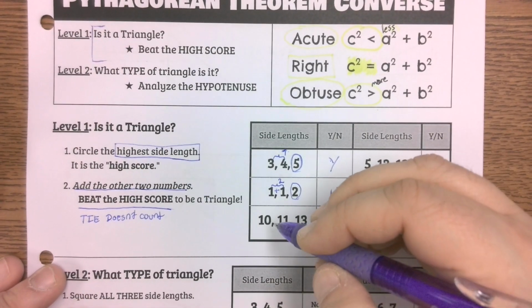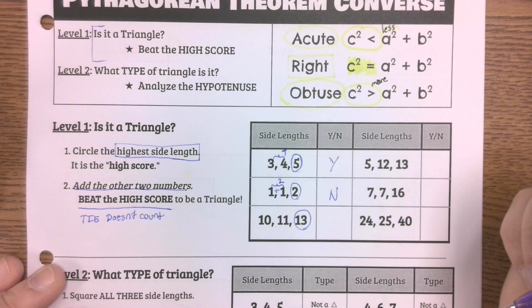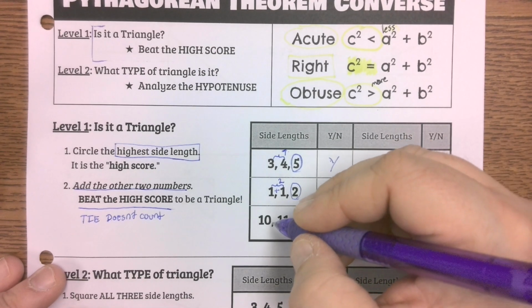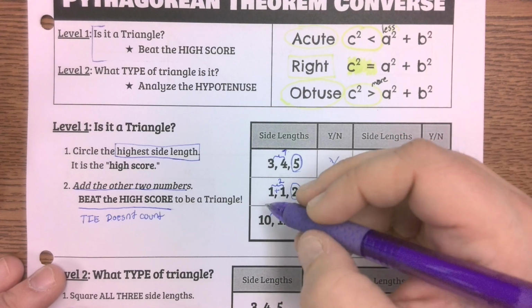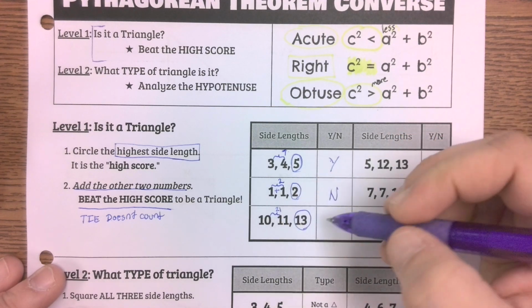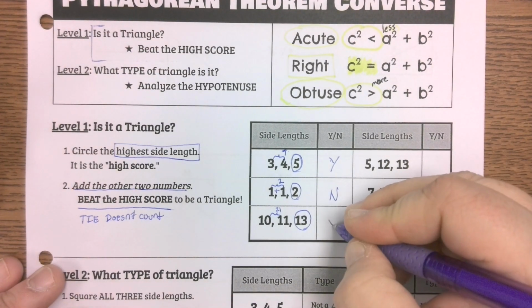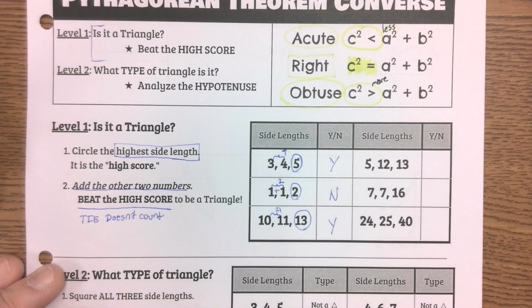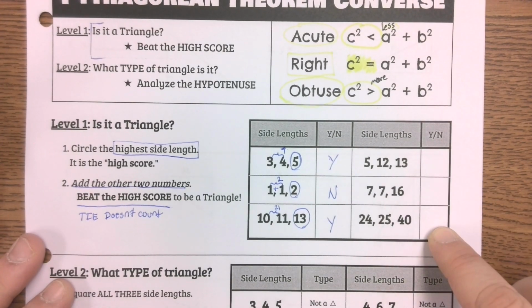Let's do one more here. 10, 11, 13. 13 is our highest, so I would add together these other two. 10 and 11 together make 21. And that definitely is bigger than 13. It beats it, so yes, it is a triangle. Why don't you pause the video for a moment and try the 3 along this side.